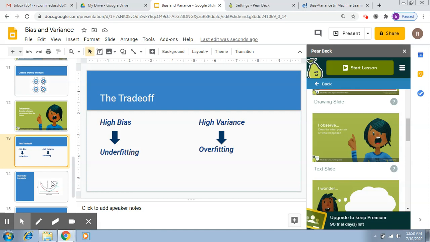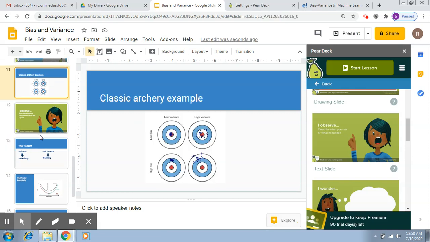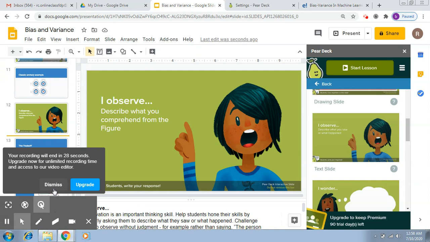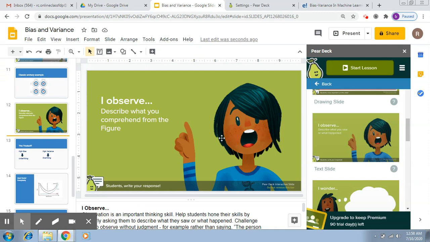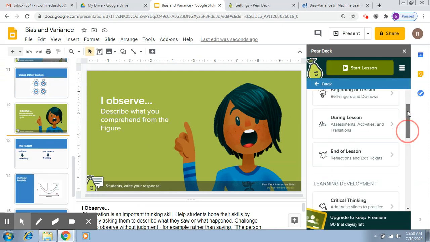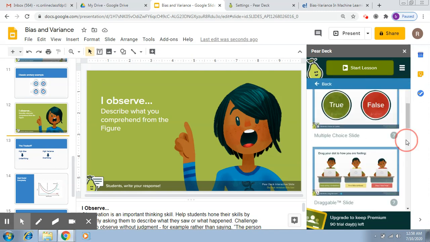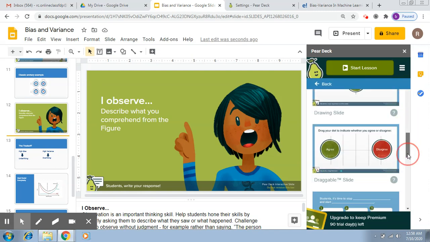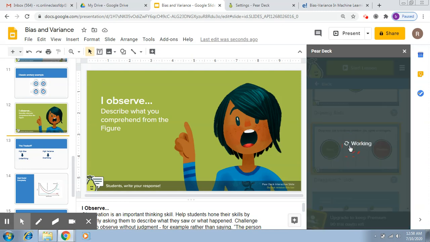Now, this is the next slide, and here we are talking about a trade off between bias and variance. So, this particular slide is there, and you can also pose a question before this if you want, based on this example. So, let's try to pose a question, and for that, you can again go to during lesson, and here you can see we can post a question about agree or disagree on this particular slide.